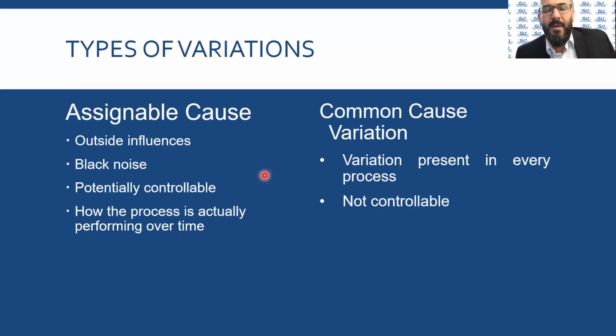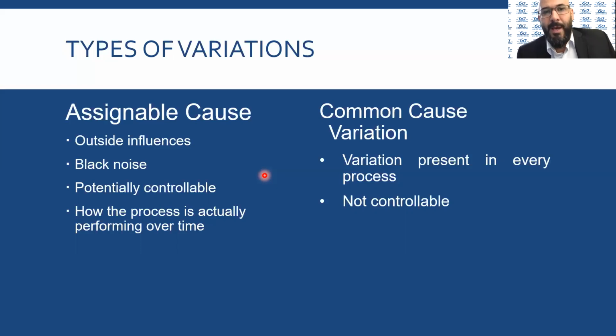So no matter what, even if you have a Six Sigma process, you still have some variation in the process. This is not controllable. If you need to control it, you have to redesign the whole process. But the assignable is the special cause variation, or we call it the assignable.